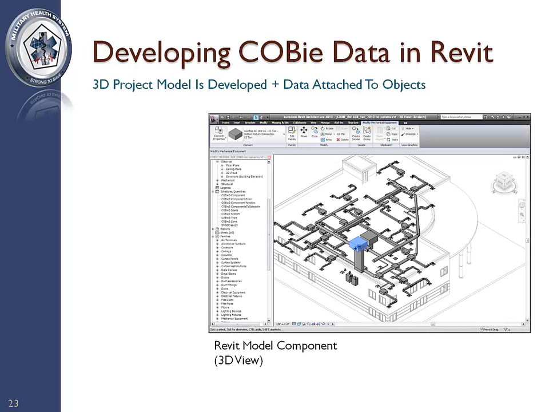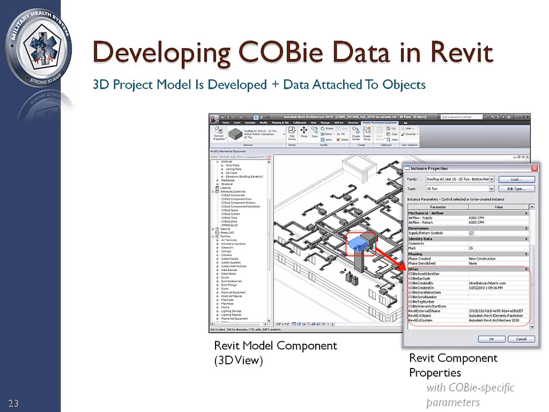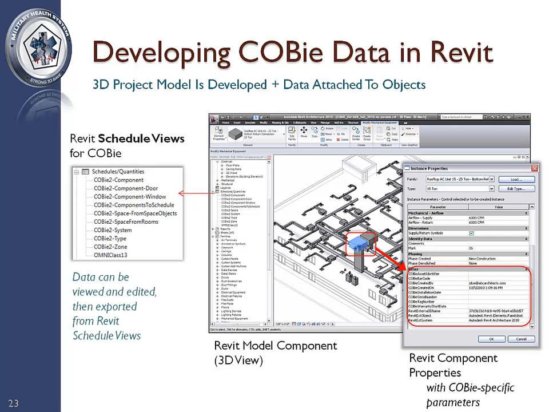Experienced Revit users know that models are comprised of 3D objects that represent building components, such as furniture, doors, mechanical equipment, and the like. Revit components also have affiliated data parameters. For COBie projects, the Revit toolkit attaches additional parameters required by the COBie standard to objects in the model for tracking COBie required data. Revit schedule views are employed to track and display COBie data from components in the model. This data can also be exported from the Revit model.